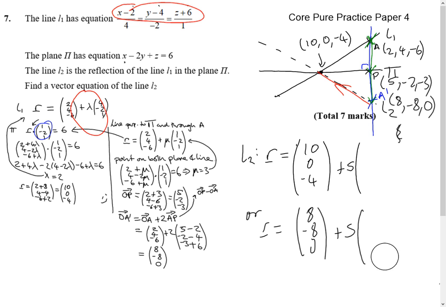To get our direction vector, we could, for example, do (8, -8, 0) subtract (10, 0, -4). That would give us (-2, -8, 4). Obviously you would simplify that. You could also subtract them the other way round, so you could have (2, 8, -4). You will notice also that they're all divisible by 2, so if I simplify this one, you could have (-1, -4, 2), or basically any scalar multiple.